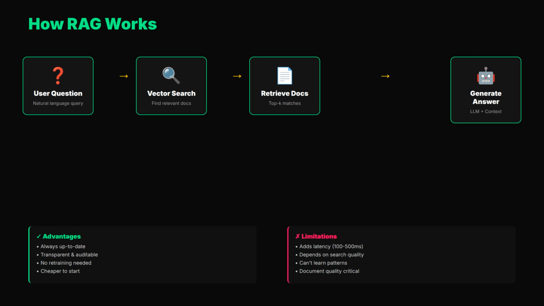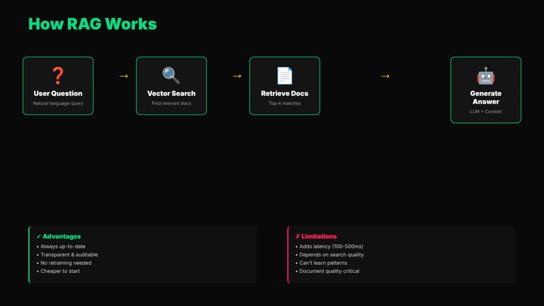The key advantage is that RAG is always up to date. Your knowledge base can be updated anytime, and the AI immediately uses the new information. You don't need to retrain anything. It's also transparent. You can see exactly which documents the AI used to generate its answer. This makes debugging and trust much easier. RAG is perfect for customer support bots, documentation search, research assistants, and any application where you need current, sourced information.